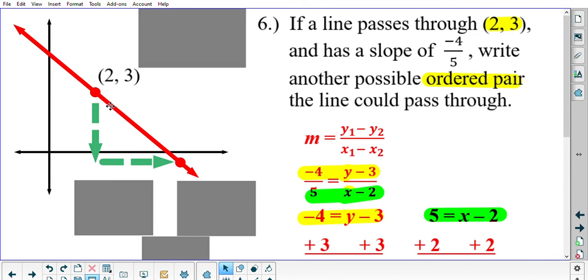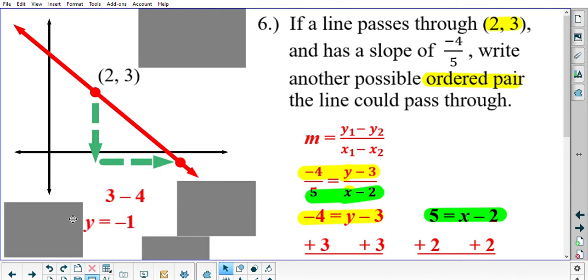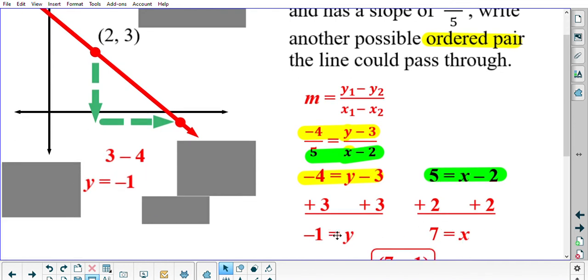Now, think about this. If I go down, that's like taking the y, which is 3, my bad, 3 minus 4. You're like, where'd you get the minus 4? The change in y is negative 4. Going down 4 is like subtracting 4. Well, what's 3 minus 4? Negative 1. Sound familiar? We already figured out the y was going to be negative 1 doing it the other way.